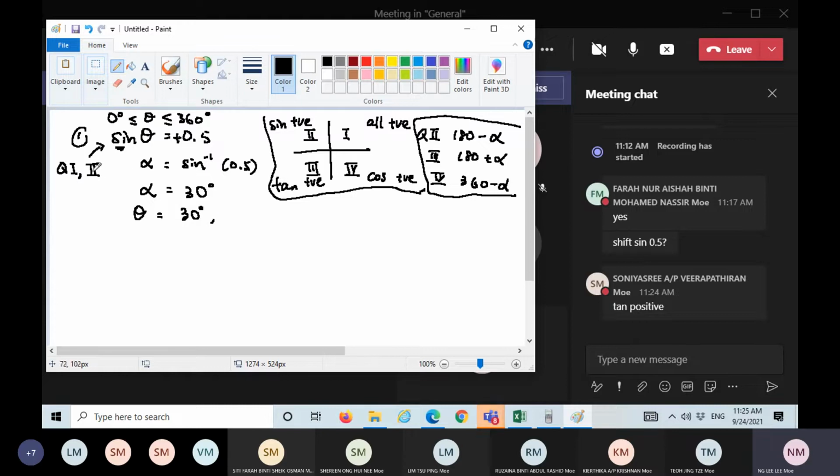This is in the second quadrant, right? Second quadrant, I use 180 minus alpha. So 180 minus 30. One more line, just copy back, 180 minus 30, equals 150. This is the final answer. Got two answers. This is for the first example.